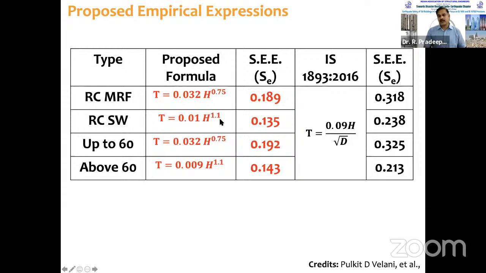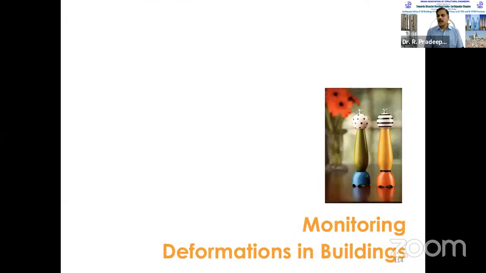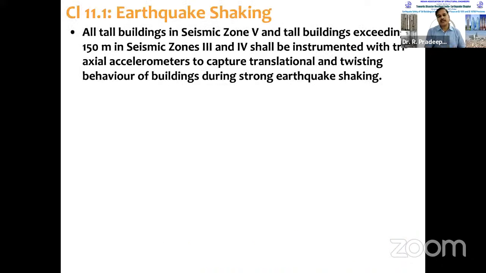So we are planning to give a recommendation to the code committee and see how far they will adopt it. And then the next, the last one, just 5 minutes, monitoring deformations in buildings during earthquake shaking. What the code recommends is that if building height is more than 150 meters, all such buildings should be instrumented with triaxial accelerometers to capture the translational and twisting behavior of the building during strong ground shaking.